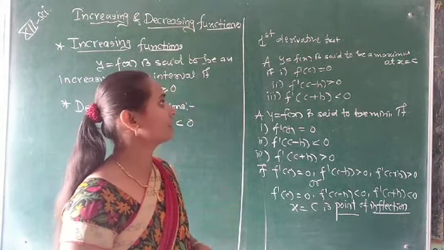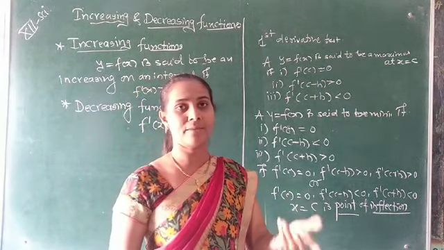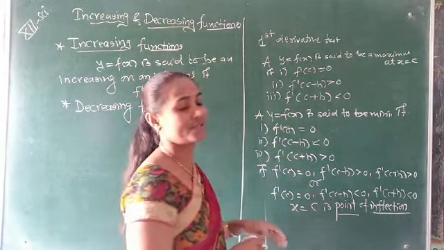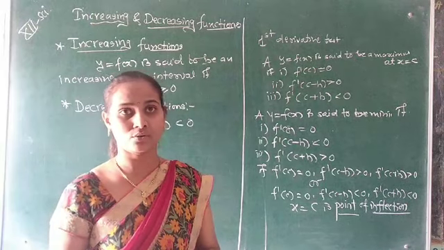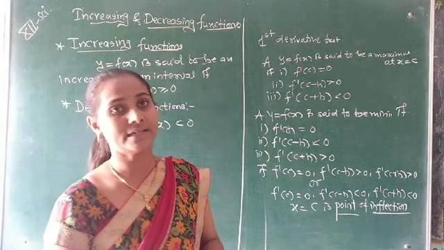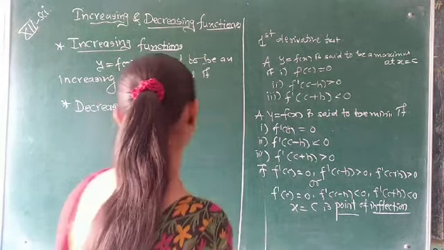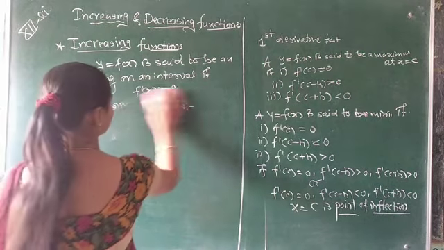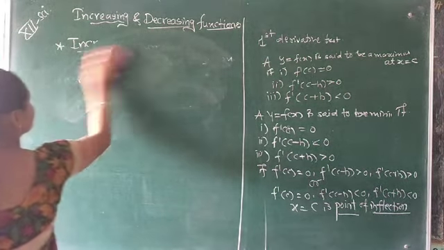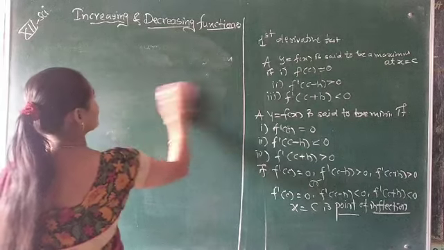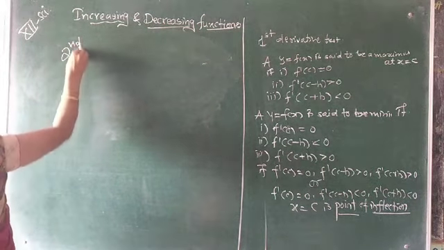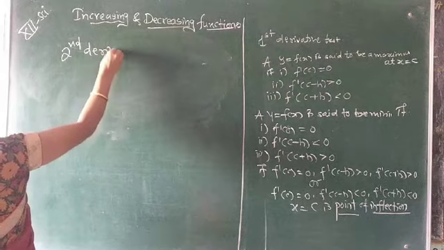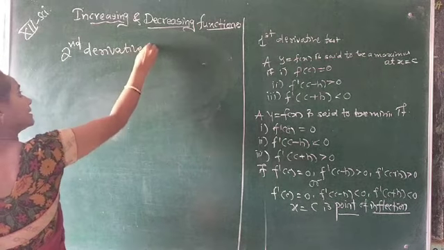But we don't solve examples of finding maxima or minima by using the first derivative test. We always solve these types of examples, local maxima or local minima, by using the second derivative test. So first we see what the second derivative test is.